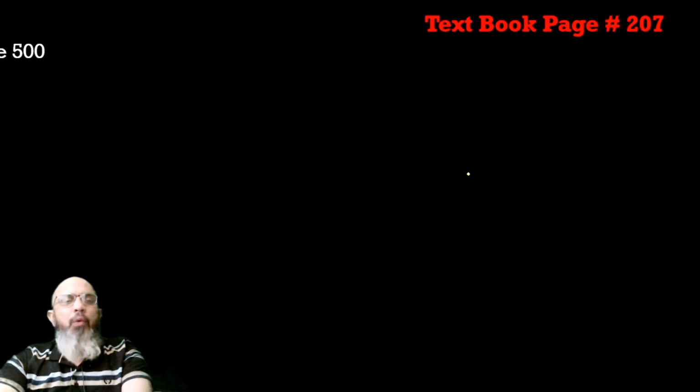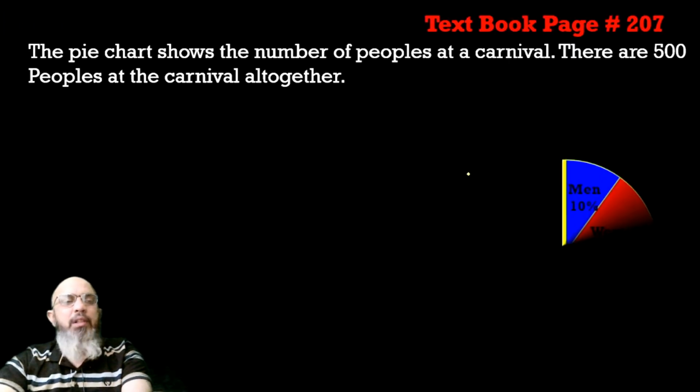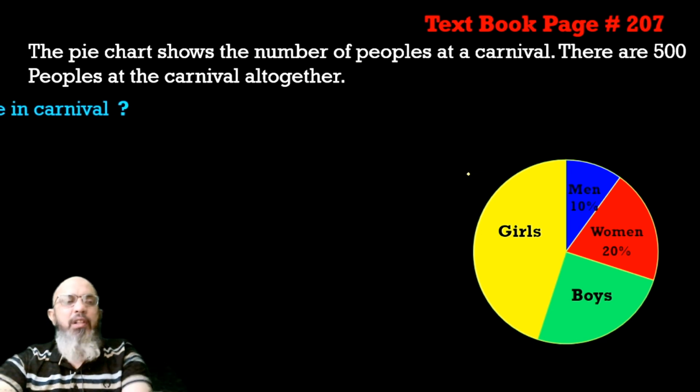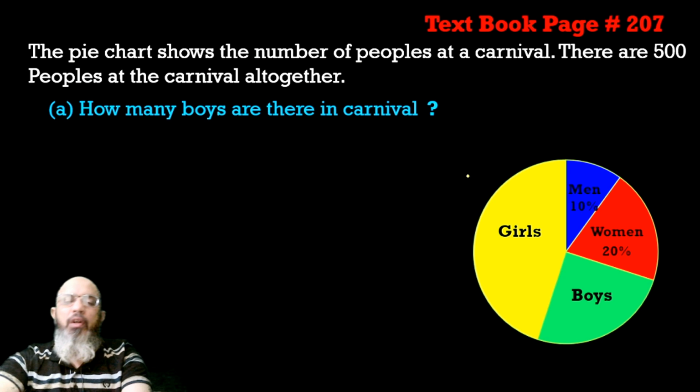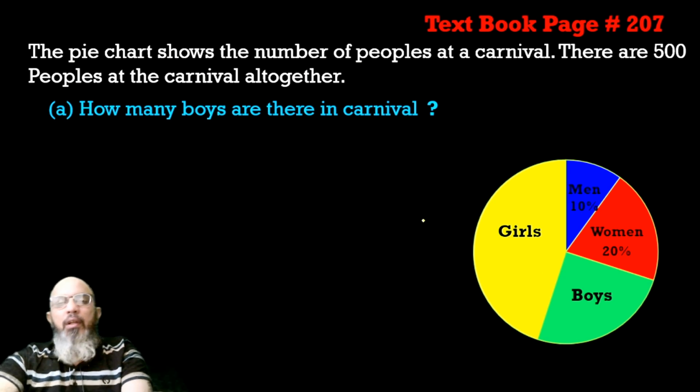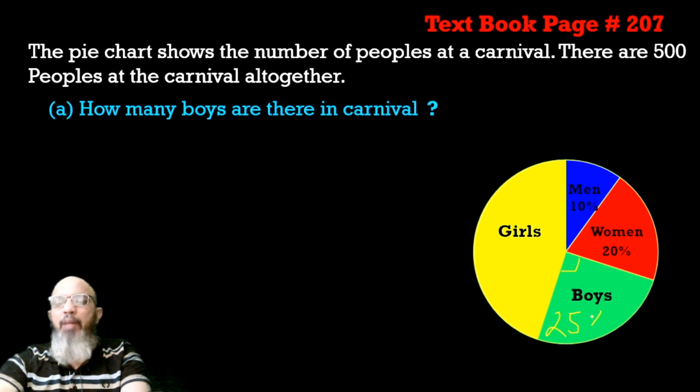So what comes next? They are the same question and the last part of the question. So let's see what is the question. How many boys are in the carnival? So how many boys? That is 1/4. Okay, because there are two ways. That is also 25% of the boys.